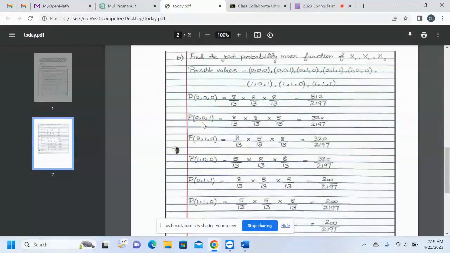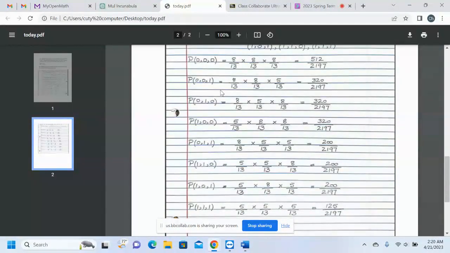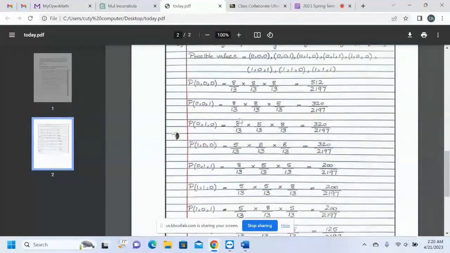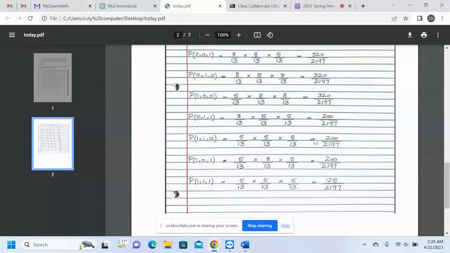512 over 2197. Then we will find the probability of 0, 0, 1, and here 0 is for the white ball probability, and 1 is for the red ball. So 8 over 13, multiplied by 8 over 13, multiplied by 5 over 13, which is equal to 320 over 2197. And similarly, we will find the probability for all combinations, which is shown above. And then we will get the answers, which are written in front.